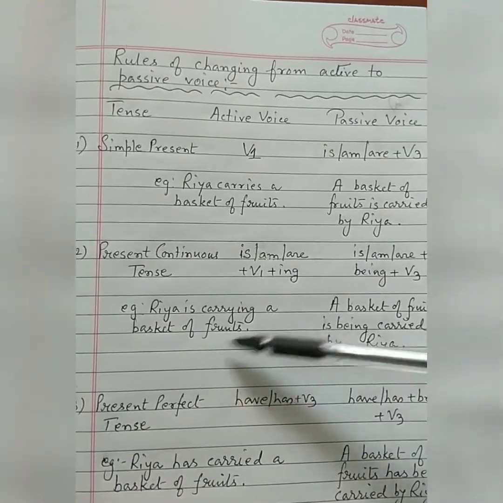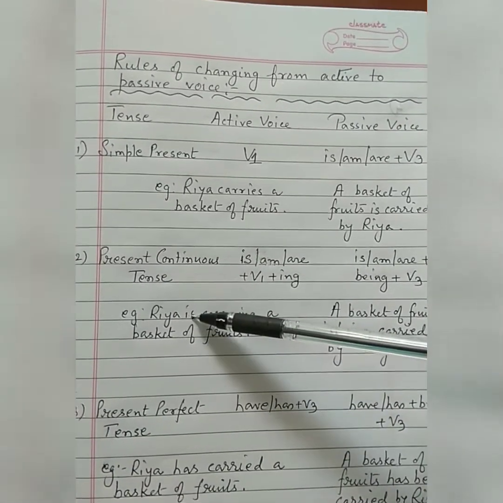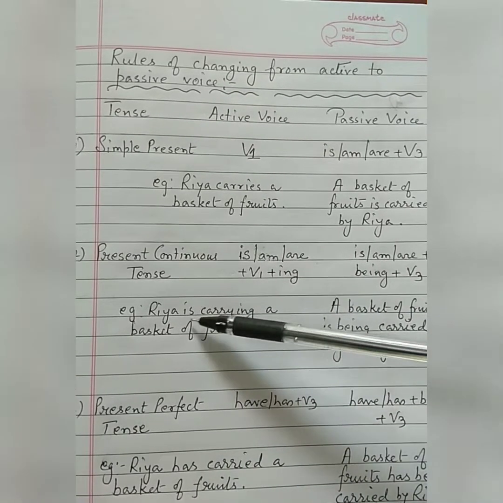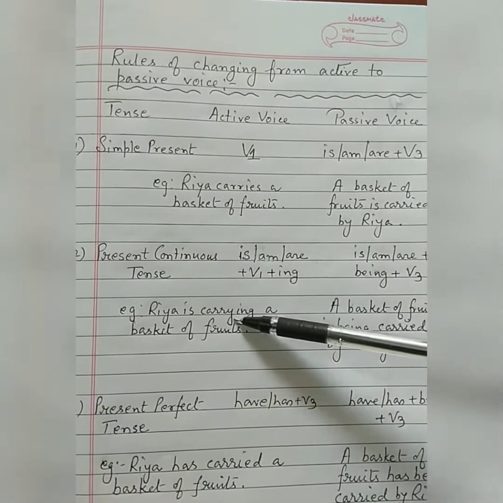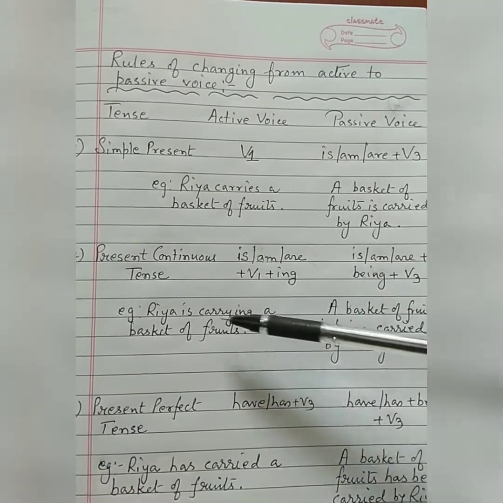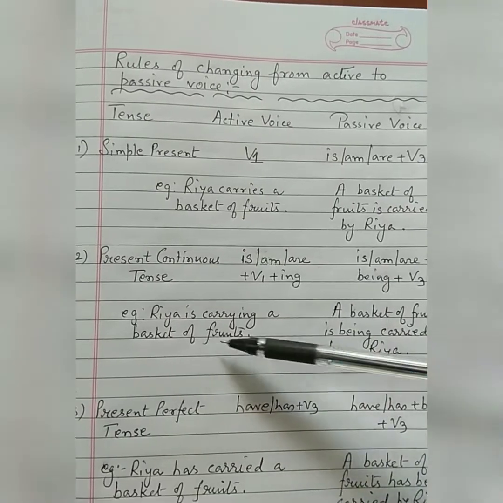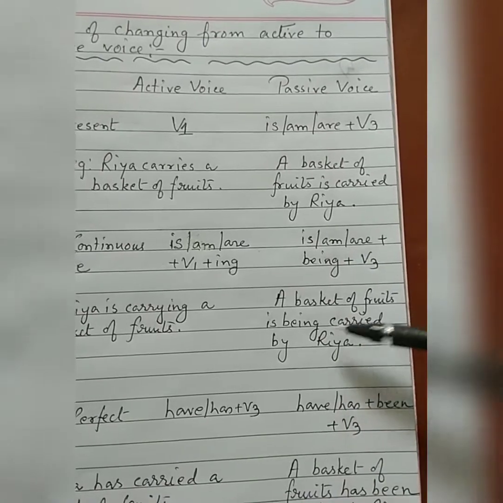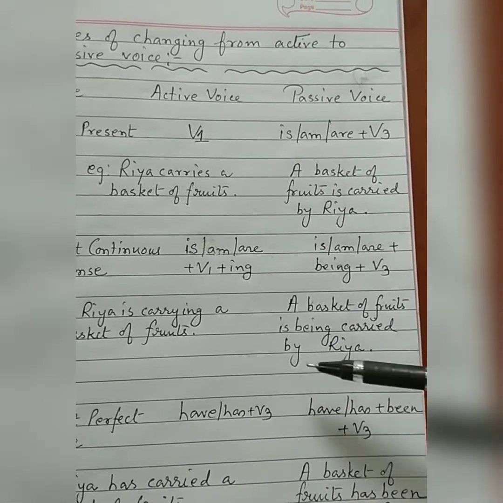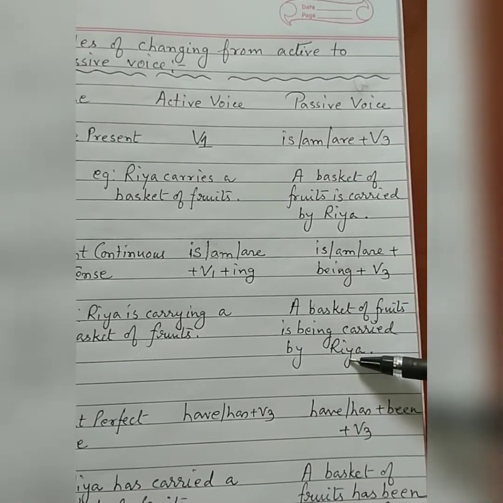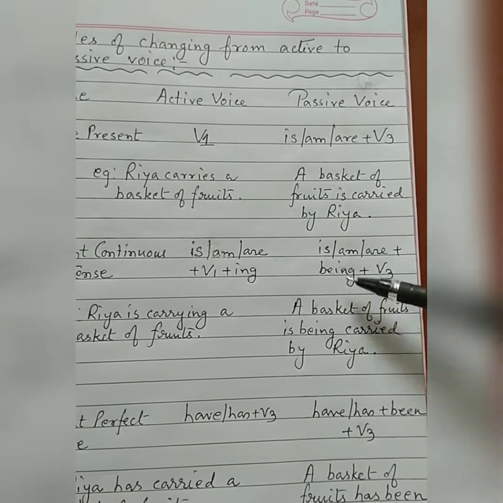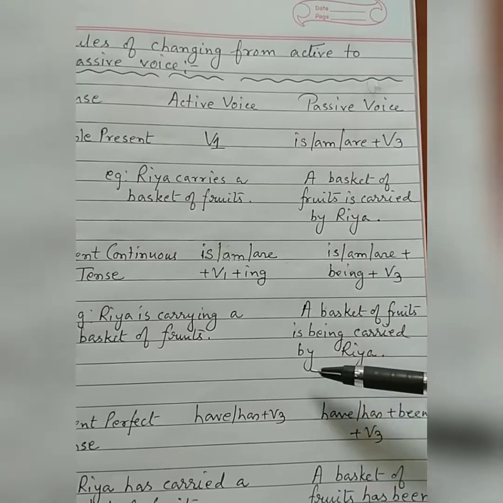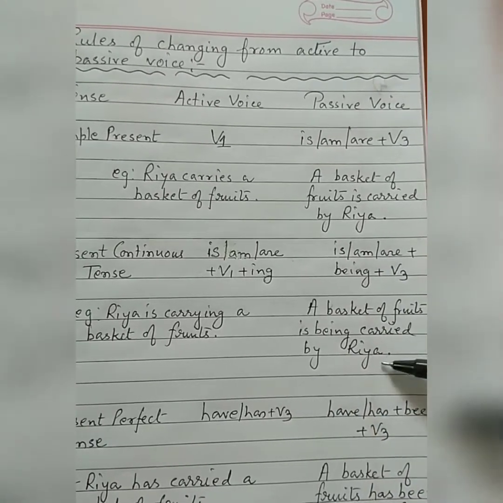Example, Ria is carrying a basket of fruits. So here this is the present continuous tense. We have used is carrying, the ing form of the verb. Carry is the main verb, carrying. So similarly, a basket of fruits is the object here. It will come first in the passive voice. A basket of fruits is being carried by Ria. So as I told you, the extra thing which is added is being. Remaining is the same. Is being carried by Ria. Carried is the V3 form here.